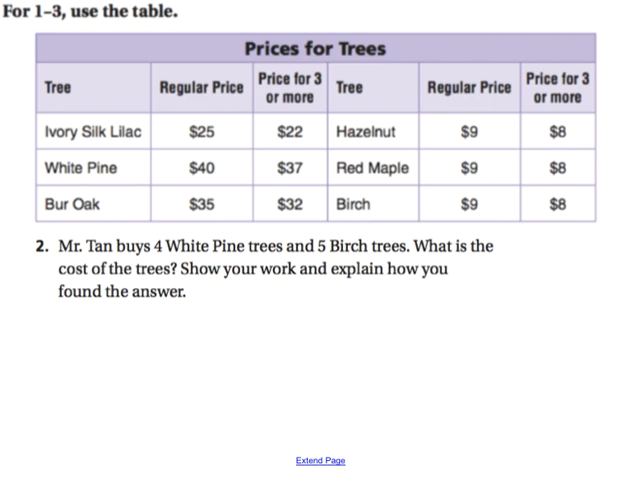Okay, so first I have to see what trees are being bought and at what prices. So I'm going to do organized, labeled work to help me get through this problem. So first I see Mr. Tan is buying 4 white pine trees. So I'm going to figure out the cost for the 4 white pine trees.